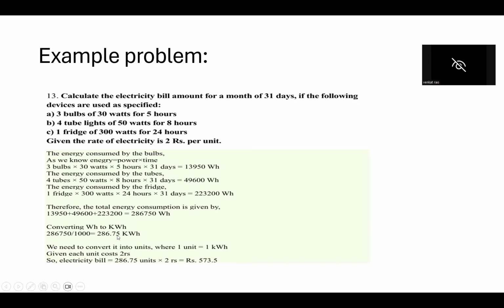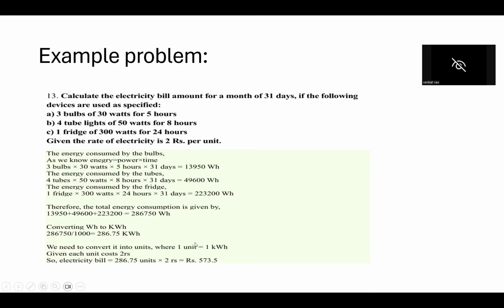But if you want to calculate electricity bill, you need to multiply with unit cost. So electricity bill is equal to 286.75 into unit cost, that is 2 rupees. So finally the bill is 573.5 rupees. So this is how a general calculation of electricity bill is done based on the electrical appliance usage. So this does not include the fixed charge. Generally there is a fixed charge along with this. So that is not added here as an example problem.